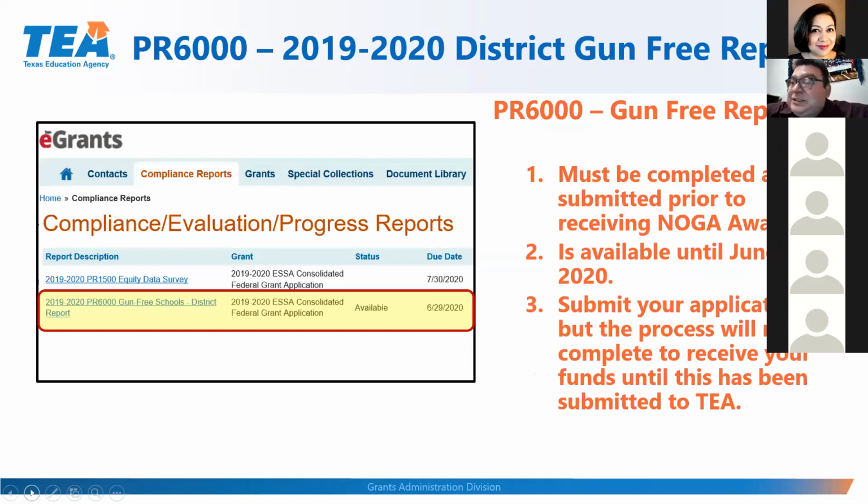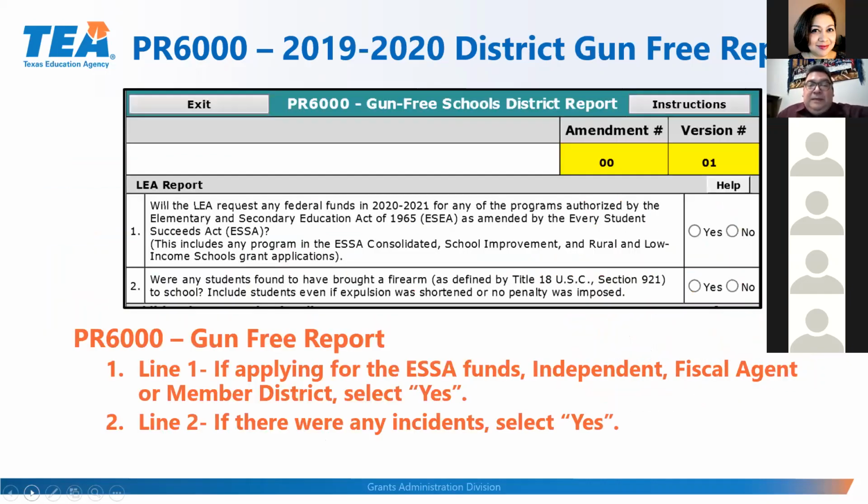And last is to remind you that under compliance reports, you'll find your gun-free district report. It's available right now. So that does need to be completed and submitted so that we can process your application. It's fairly a single page form. There's 2 line items. Line 1, if you are applying either as an independent fiscal agent or member of an SSA, you should mark yes, that you are going to be applying for these funds. And then line 2 is if you had any incidents with a student that brought a firearm, yes or no.